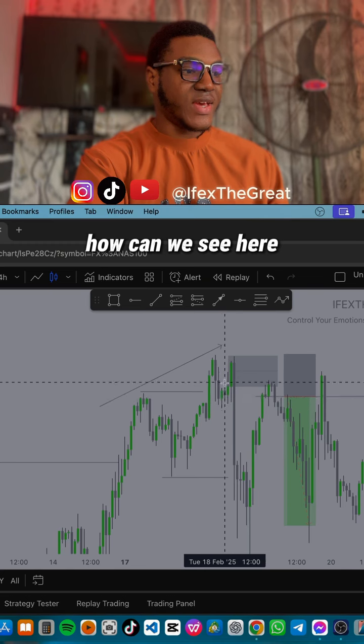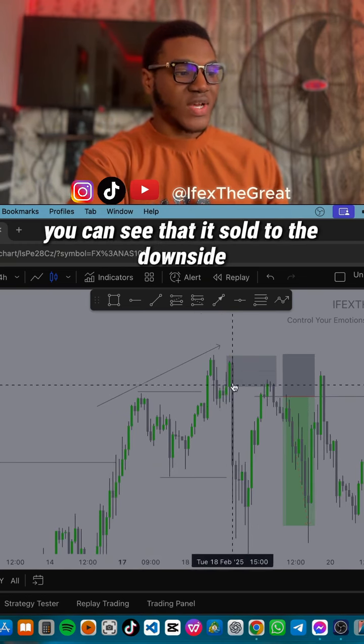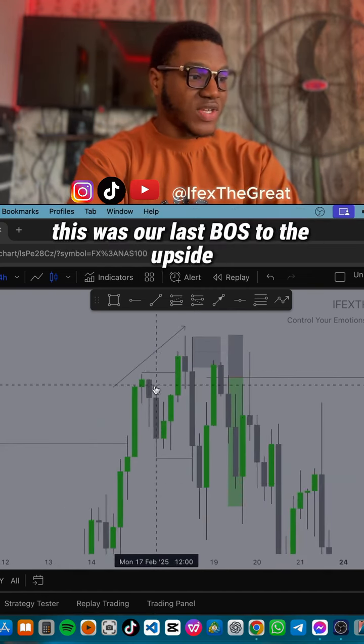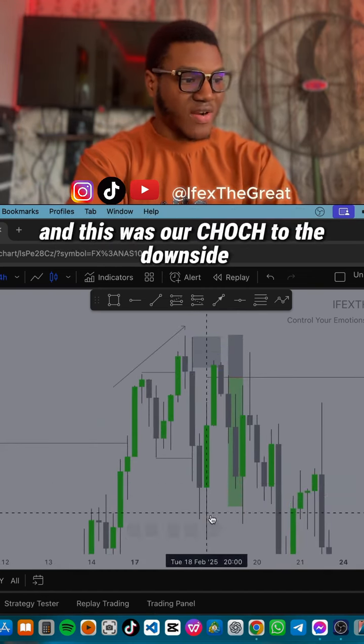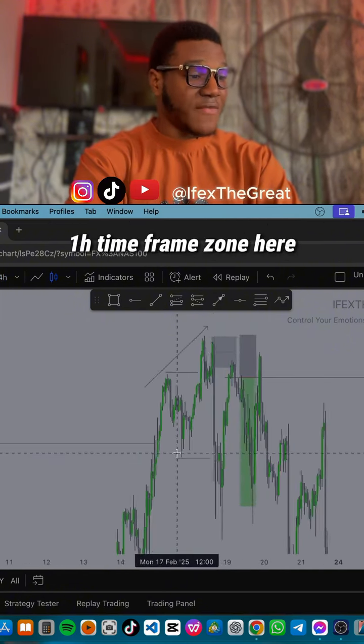And what can we see here? We can see that this bearish engulfing candle actually finally took out these lows. You can see that it sold to the downside. You can see it was the same thing on the 4-hour time frame. This was our last break of structure to the upside, and this was our change of character to the downside, both on the 1-hour time frame and the 4-hour time frame. So went on the 1-hour time frame zone here.